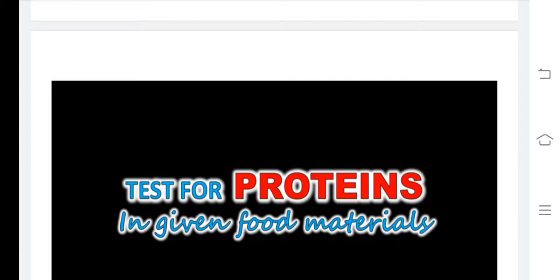Protein rich sources are sprouted grains. You know, the sprouts that you tie and eat, children, sprouts. Okay, then pulses, milk, egg. These are the major sources of proteins, right?